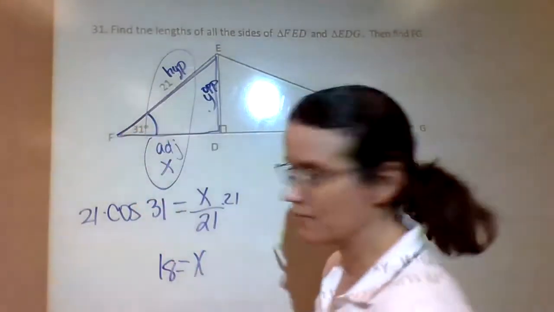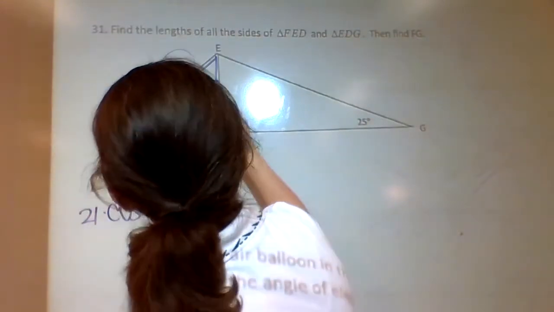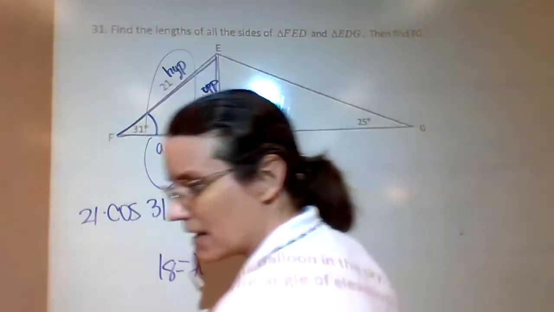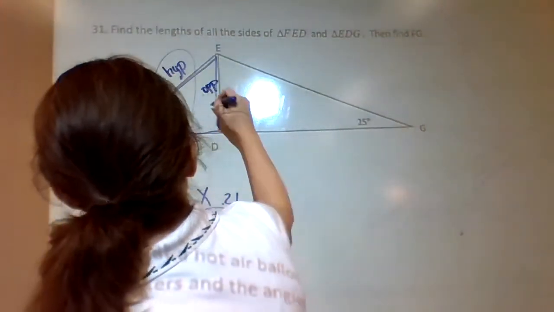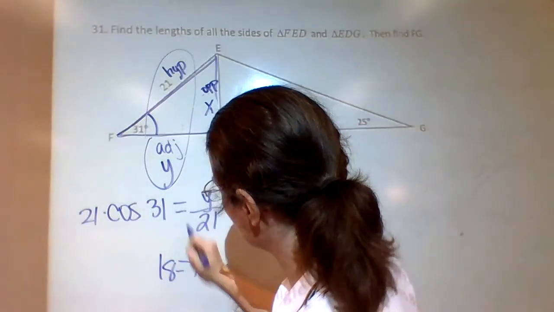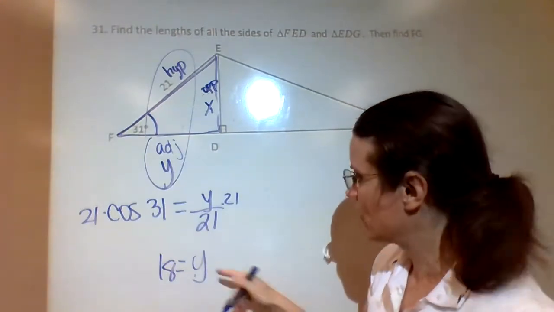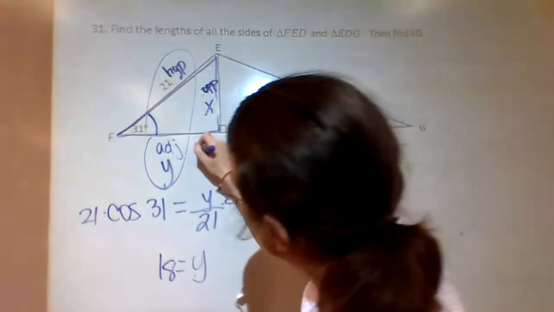I labeled it with a different letter on the thing. Let me fix those letters so it matches what you have in there. In my answer key, I did this one y and this one x. So let me switch those so it matches what you have in your answer key. There you go, Mrs. Cerna. Good job. Yay me. All right. So this side now equals 18.